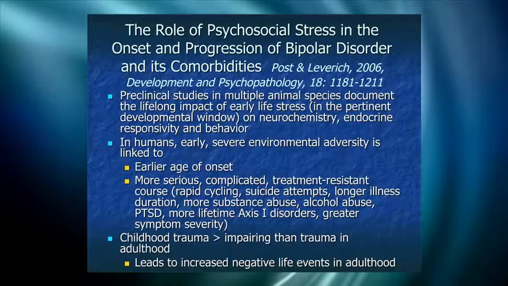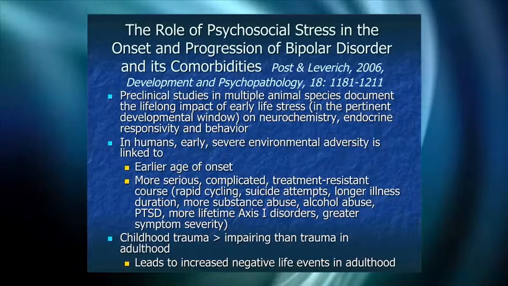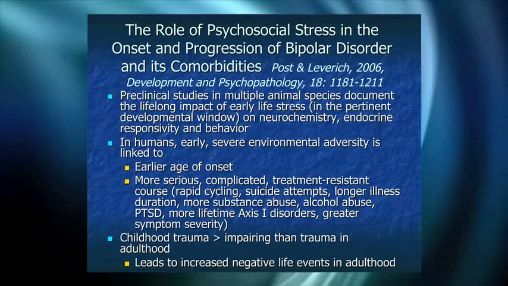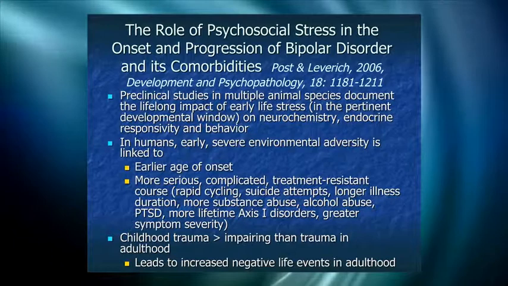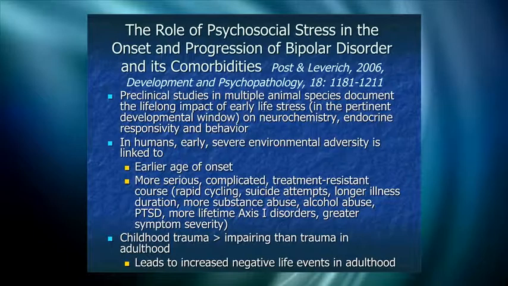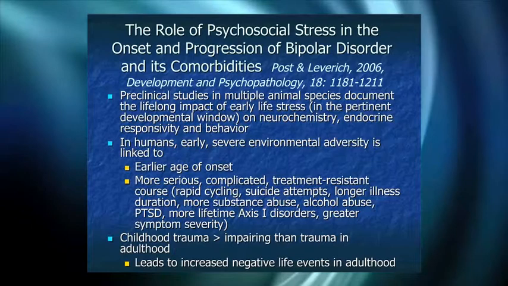So what's the role of psychosocial stress in the onset and progression? Preclinical studies in multiple animal species clearly document the lifelong impact of early life stress. And this is particularly in those pertinent developmental windows. We see this in the neurochemistry, the endocrine responsivity, and behavior. In humans, early severe environmental adversity is linked to earlier age of onset, more serious and complicated and treatment-resistant course. So we'll see people who will be more likely to present with rapid cycling, suicide attempts, longer illness duration, more substance abuse, alcohol abuse, PTSD, more comorbid lifetime axis 1 disorders, and greater overall mood symptom severity. In general, it's a bigger mess.